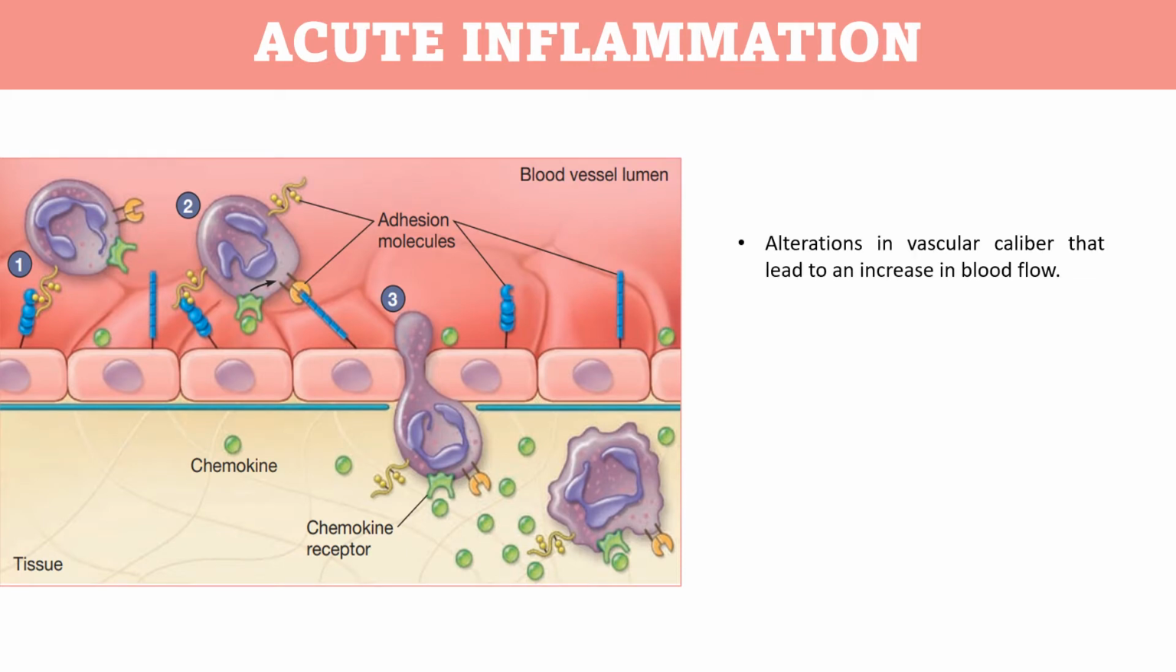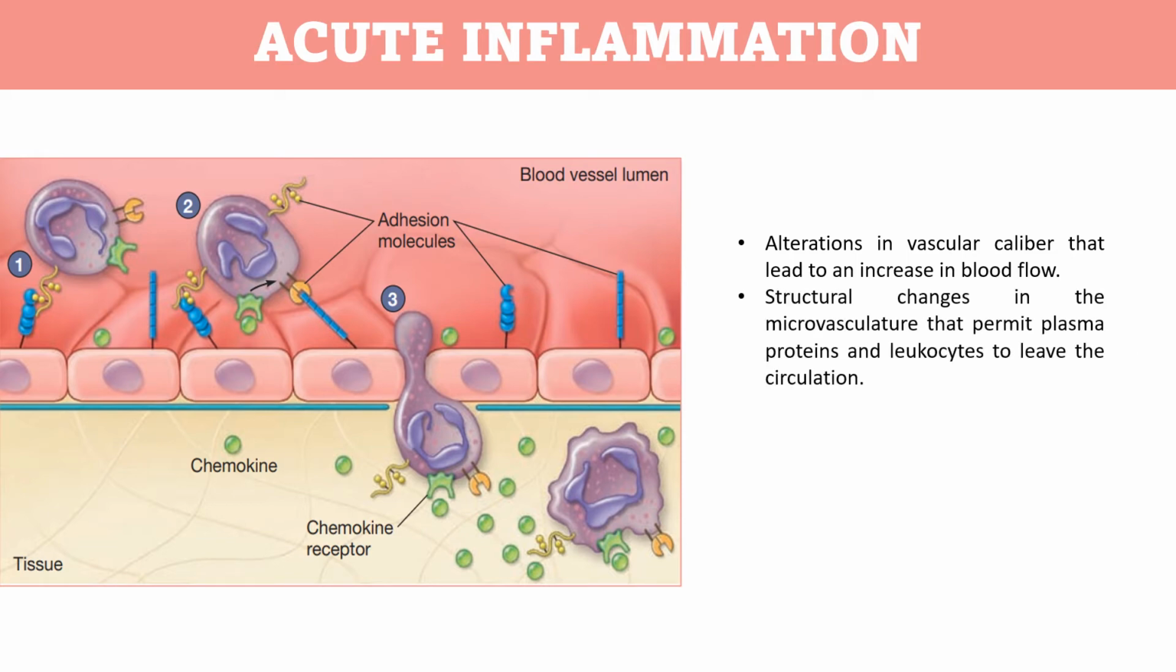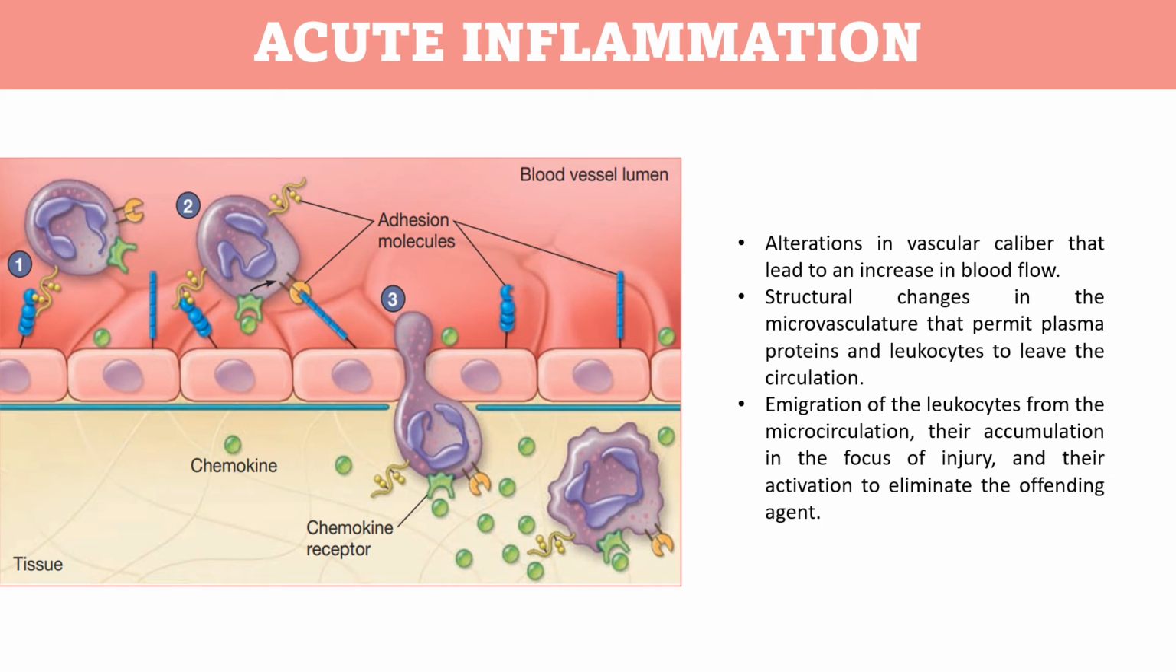Acute inflammation. Alteration in vascular caliber leads to an increase in blood flow, and structural changes in the microvasculature permit plasma proteins and leukocytes to leave the circulation. Immigration of leukocytes from the microcirculation, their accumulation in the focus of injury, and their activation to eliminate the offending agent are the three steps involved in acute inflammation.